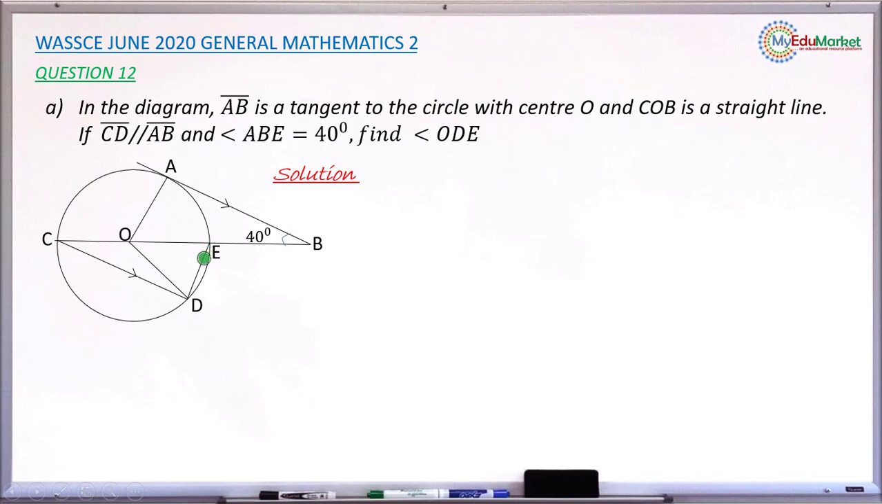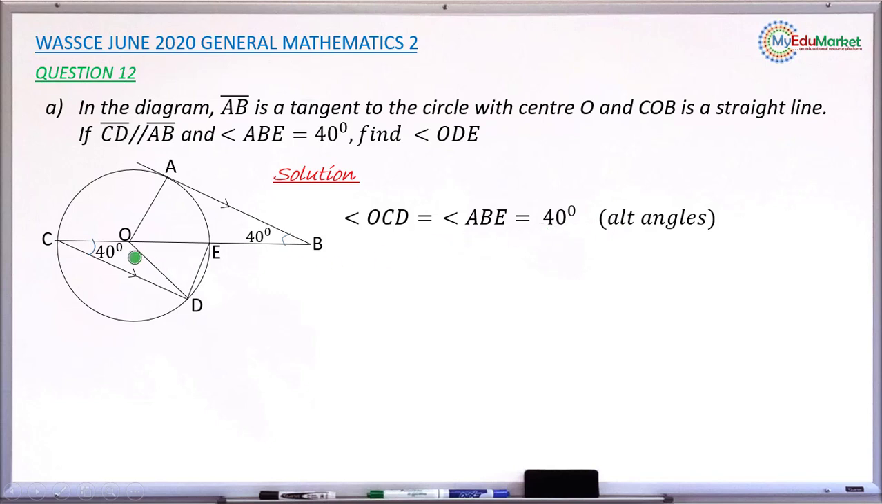Let me start with angle OCD. This angle and angle ABE are alternate to each other because these two lines AB and CD are parallel, and line CB now serves as a transversal. So angle ABE and angle OCD are alternate to each other. Therefore, angle OCD equals angle ABE, which equals 40 degrees. And the simple reason: the two angles are alternate angles, and alternate angles are equal.